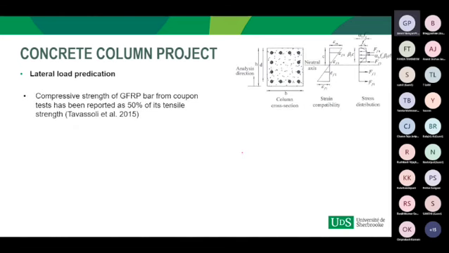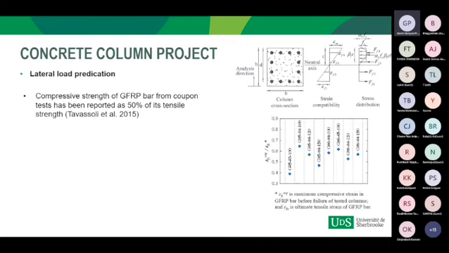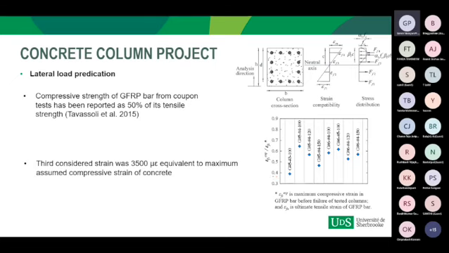However, in literature, it is reported from the coupon test that the compressive strength of GFRP bar is equal to 50% of its tensile strength. And from the present study, the tested column results also show the maximum strain of GFRP bars varies between 39 to 64% of the ultimate strength. Therefore, we consider a third strain, which was equal to the maximum compressive strain of the concrete according to the CSA S806, which was equal to 3500 microstrain.